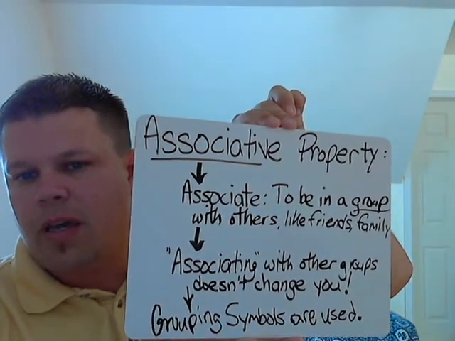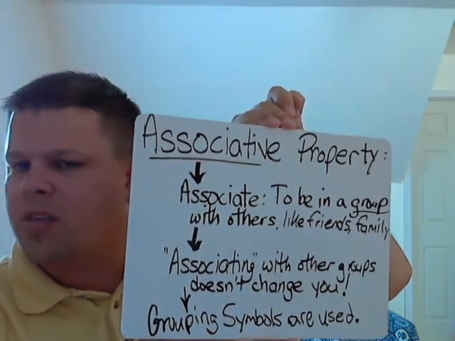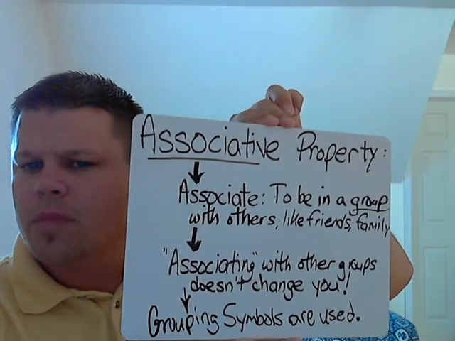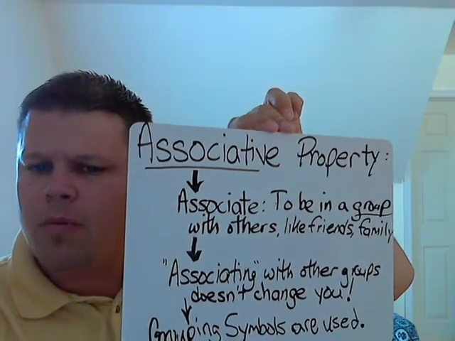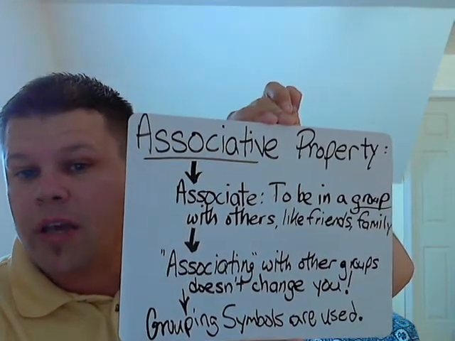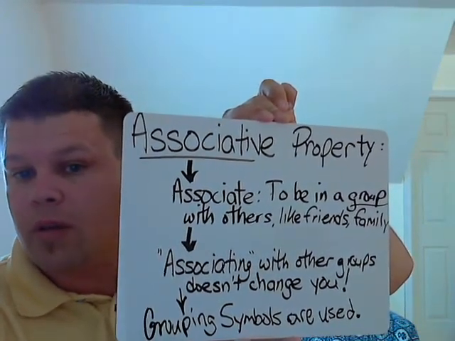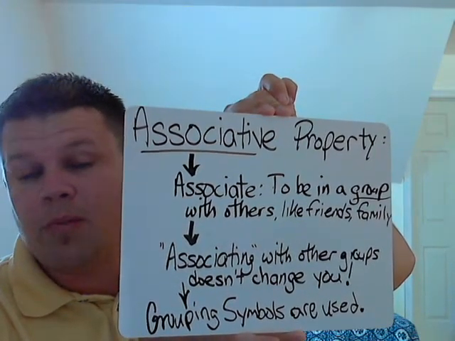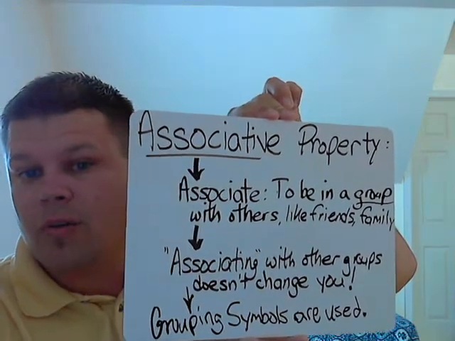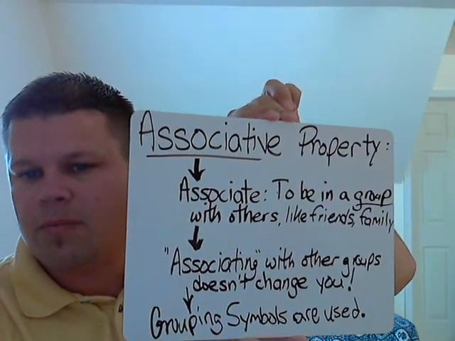So when you associate, you may be in a group, but it doesn't change who you are. So when I have the associative property happening in a math problem, I'm not changing the answer. I'm just changing what the groups look like. And you can see that I wrote that grouping symbols like parentheses and brackets are going to be used in this. Let's look at some examples.